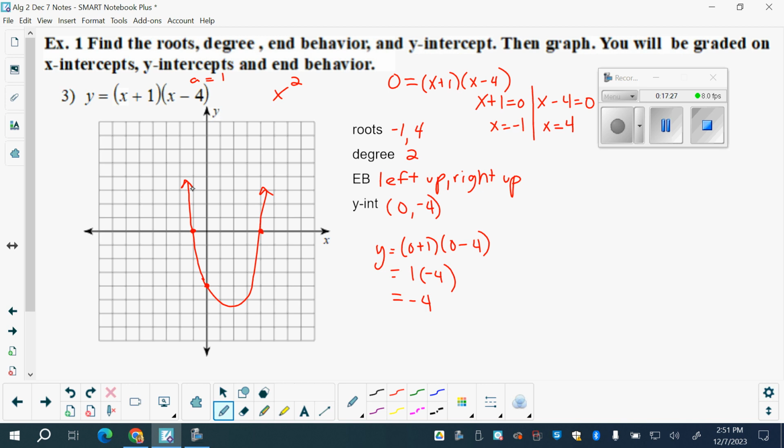So that was the y-intercept at (0, -4). Right. So this would be a y-intercept of (0, -4). So that's the hardest part of it, I think. Yeah.